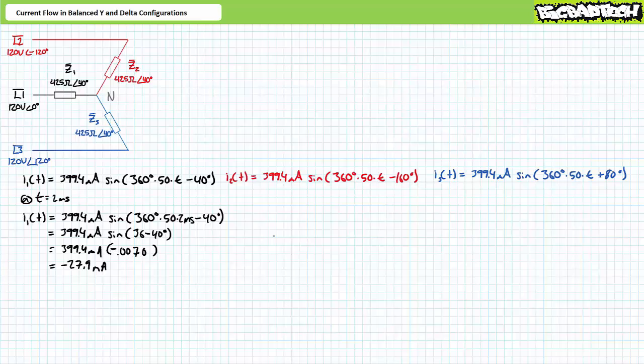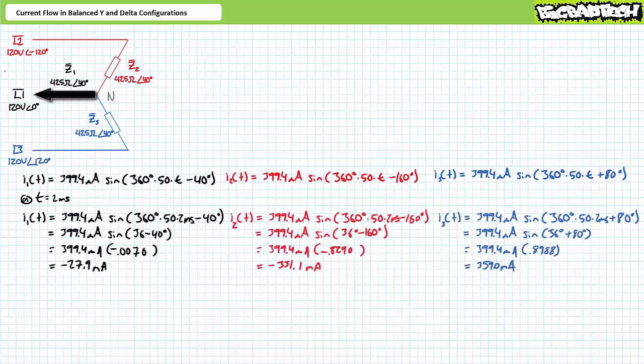Negative 0.0070 times 399.4 milliamperes is roughly negative 27.9 milliamperes, where the negative sign again indicates current is still leaving impedance element Z1. Similar manipulations of the time-variant expressions for I2 and I3 demonstrate that at t equals 2 milliseconds, I2 equals negative 331.1 milliamperes, and I3 equals 359 milliamperes. This means 331.1 milliamperes is leaving impedance element Z2, and 359 milliamperes is entering impedance element Z3.